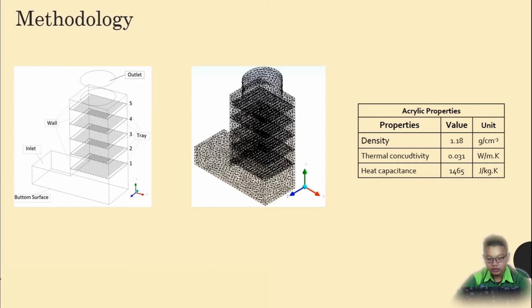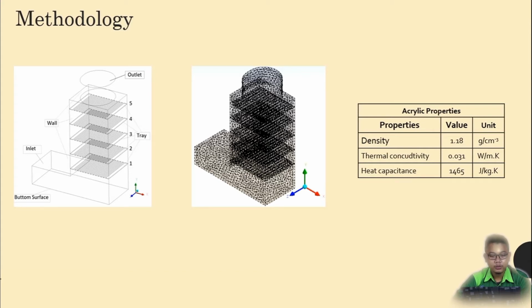This simulation used the transient method. The time step is 0.01 second with the number of iterations 3200. It means it runs from 0.01 second until 32 seconds. But this paper only presents simulation results at 4 seconds, 8 seconds, 16 seconds, and 32 seconds.